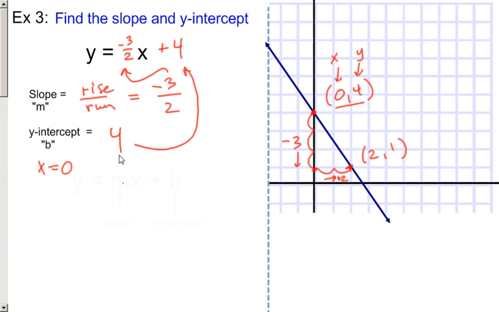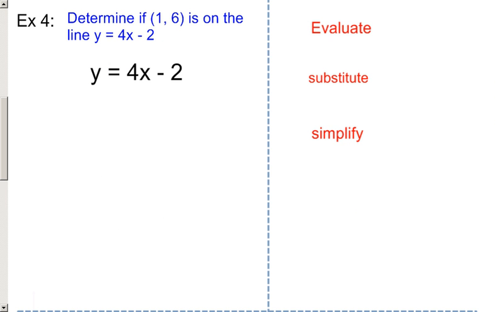Okay, next we're going to do example 4. Example 4 asks, determine if the point (1, 6) is on the line y equals 4x minus 2. To do this problem, we're going to substitute 1 and 6 for x and y, and if we get a true equation, then that means that it is a solution to the equation, and therefore it is a point on the line.